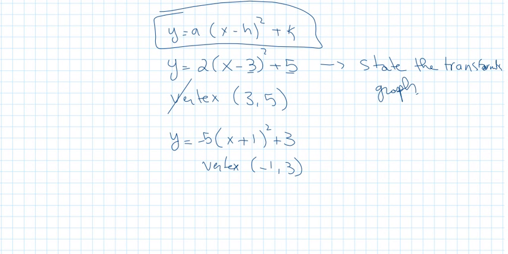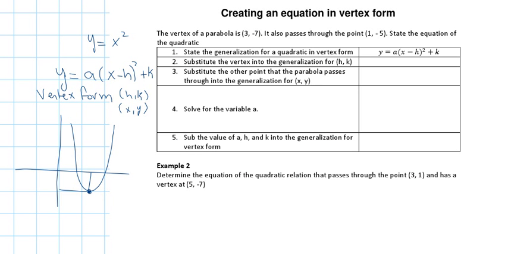All right. So here's the question. The vertex of a parabola is (3, negative 7), and it also passes through the point (1, negative 5). State the equation of the quadratic. So the question is asking you to state the equation of the quadratic. What information did they give me? They gave me the vertex and another point.